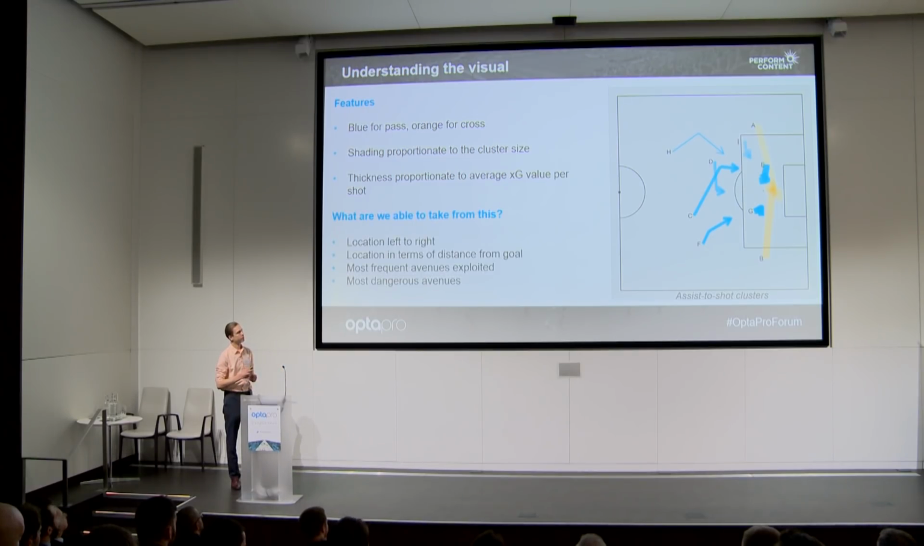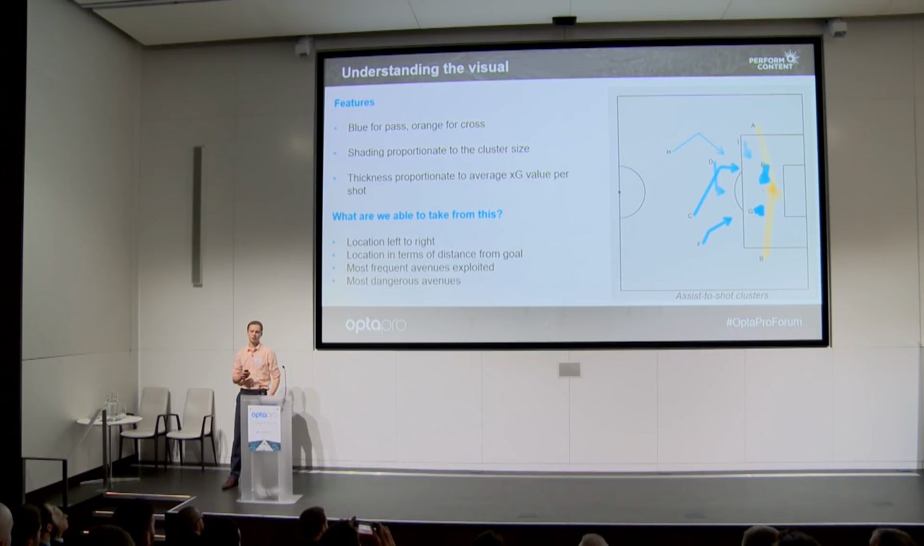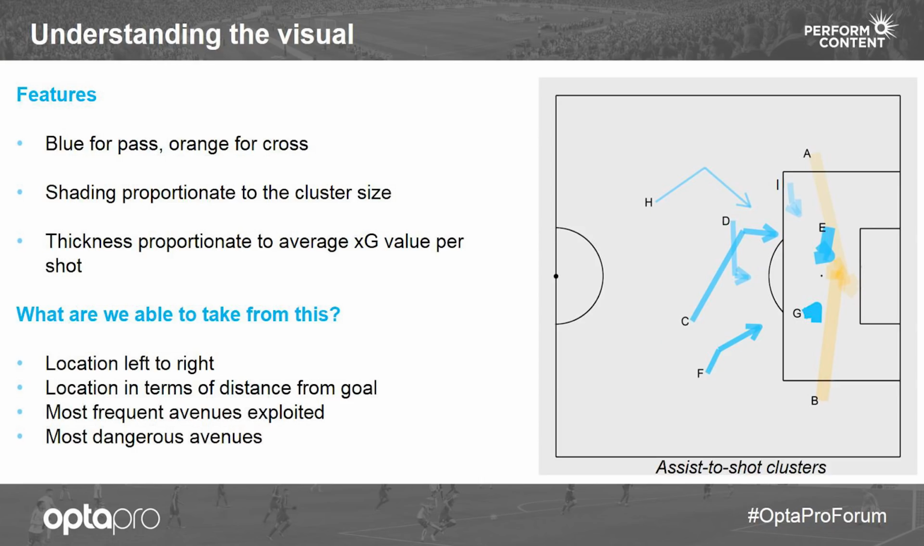So, what are we looking for? Well, we'll run through this Middlesbrough example. Firstly, we can look at the locations left to right. Now, in our case here, we see that the blue pass clusters are more darkly shaded on the left, indicating perhaps a weaker left back or left-sided centre back.